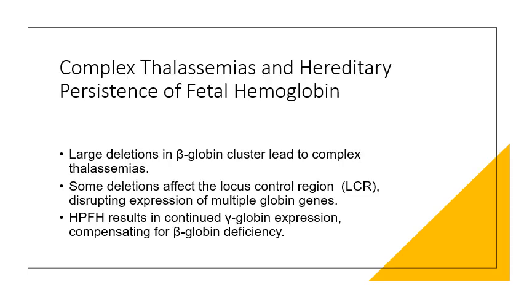Large deletions in the beta globin cluster can disrupt normal expression but sometimes allow continued production of HbF. This helps compensate for beta globin deficiency.